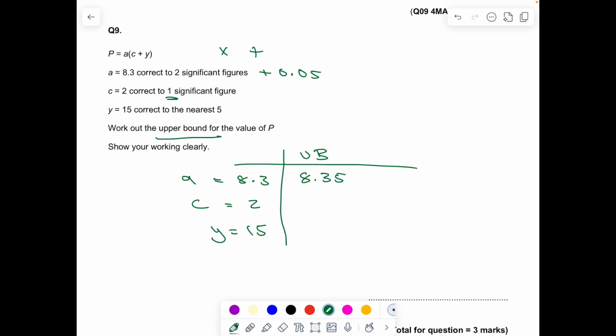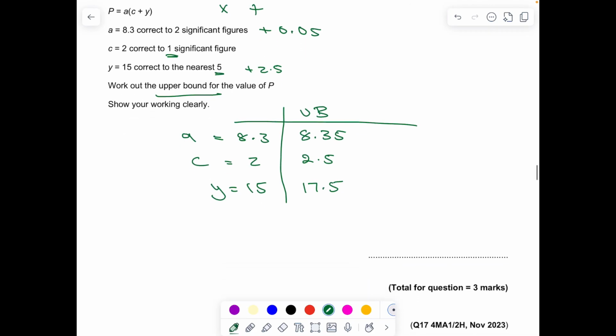This is correct to one significant figure, C equals 2. So the upper bound is 2.5. And Y is 15, correct to the nearest 5. So half of 5 is 2.5. So we're going to add 2.5 to get the upper bound. So that's 17.5 is the upper bound.